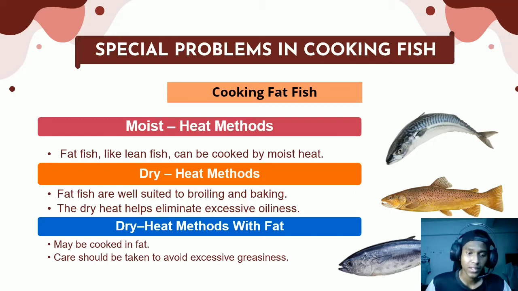And then dry heat methods with fat. So large fat fish like salmon and strong flavored fish like bluefish and mackerel may be cooked in fat, but care should be taken to avoid excessive greasiness. Smaller ones like trout are often pan fried, and you must always drain the fish well before serving.